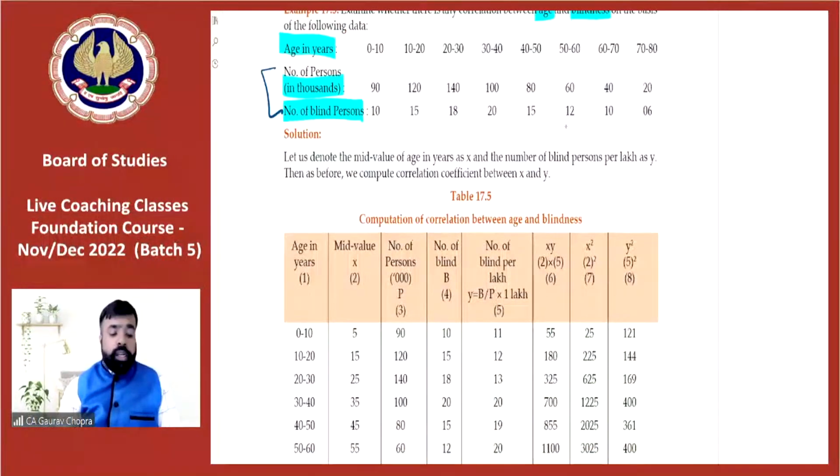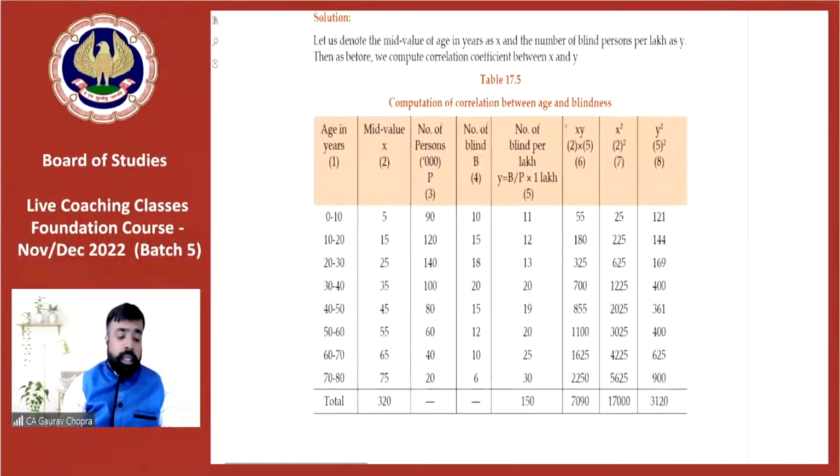So let us write the data as it is. This is age. Then we have taken the mid value X. Now the number of persons are given in 1,000: 90,000, 120,000, 140,000, and so on. Then the number of blinds are given. So these blinds are not in 1,000.